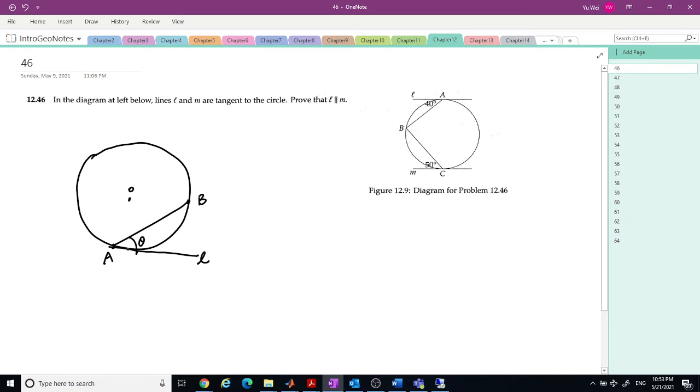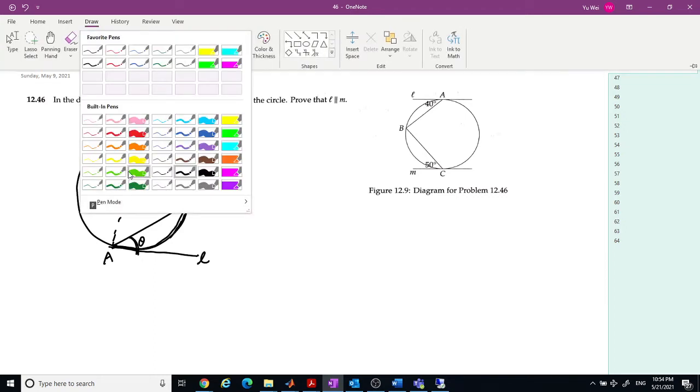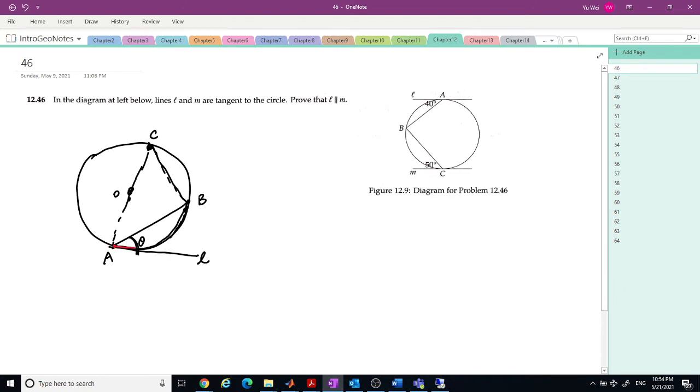if we see this is theta, then I want to prove that any inscribed angle spanned by the arc AB is also theta. For example, we can connect AO and extend it to C. So this is theta, then the inscribed angle spanned by the arc AB, let's use another color, you can see it's the arc AB, so this angle is also theta. This is very useful when we use the tangent.